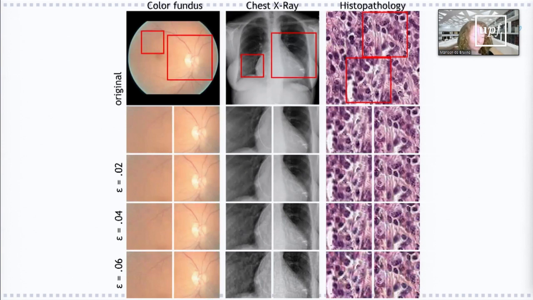These are the 3 different tasks that we looked at: fundus imaging, X-ray imaging, histopathology. Fundus imaging was to detect diabetic retinopathy. Chest X-ray imaging, using the ChestX-ray14 database, was to detect 14 types of pathology, and histopathology was to detect the presence or absence of metastatic tissue.